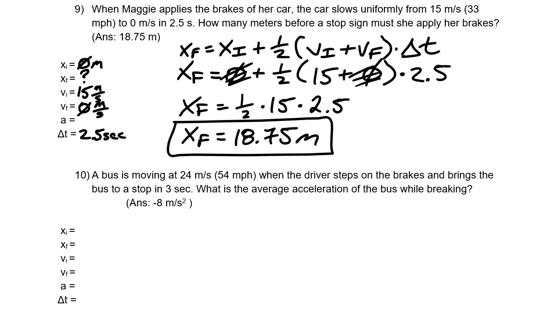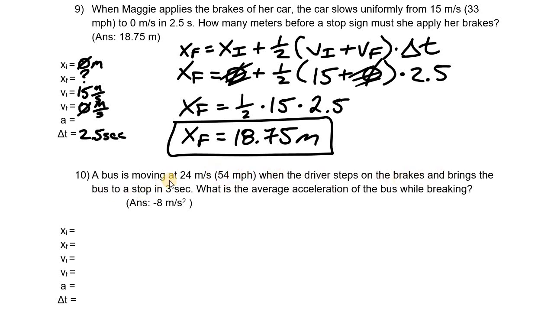Okay, and here we go for problem number 10. A bus is moving at 24 meters per second. When the driver steps on the brakes and brings the bus to a stop in 3 seconds, what is the average acceleration of the bus while braking? So yeah, this bus is just kind of slowing down. Brings the bus to a stop.